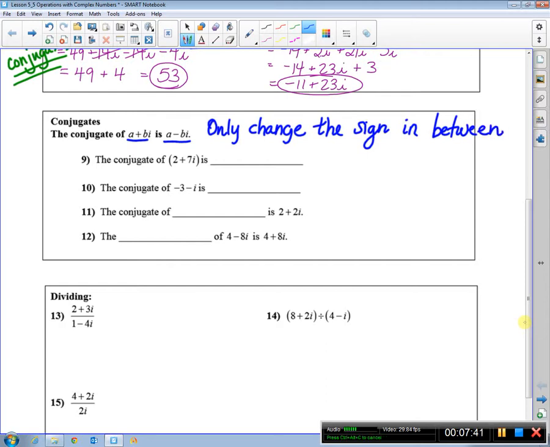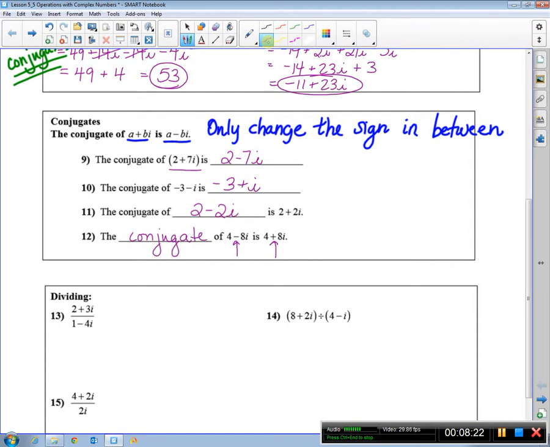Okay, so the conjugate of 2 plus 7i is 2 minus 7i. The conjugate of negative 3 minus i, whoops, I just gave the answer. Negative 3 minus i is negative 3 plus i. Very good, Mrs. Raccoon. The conjugate of 2 plus 2i? 2 minus 2i. And the conjugate of 4 minus 8i is 4 plus 8i. It's the conjugate, of course.